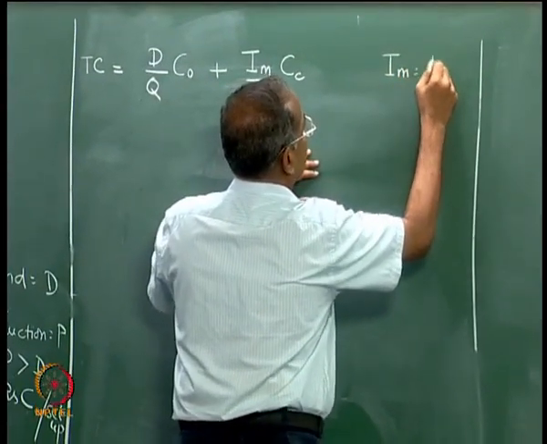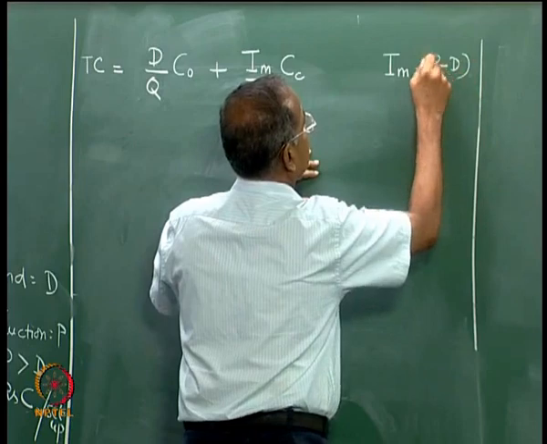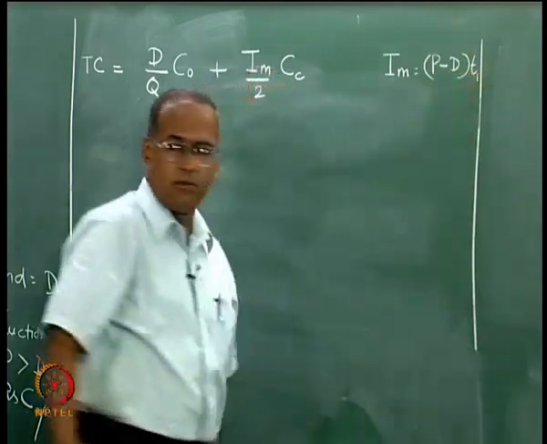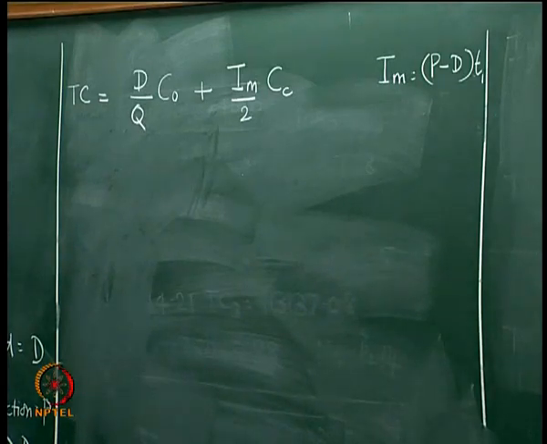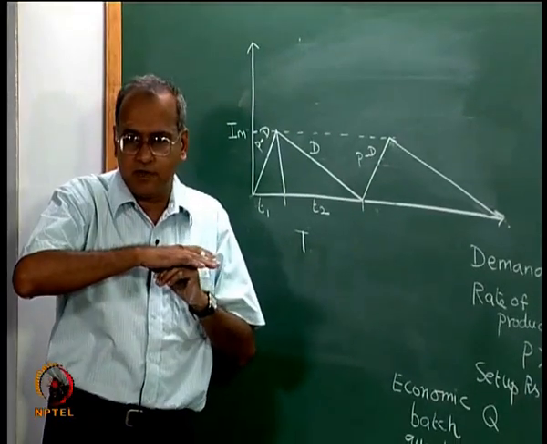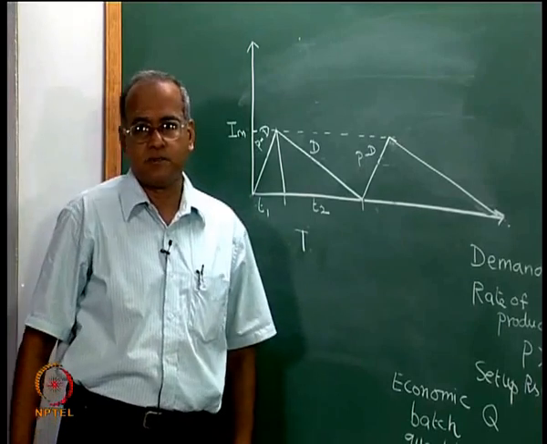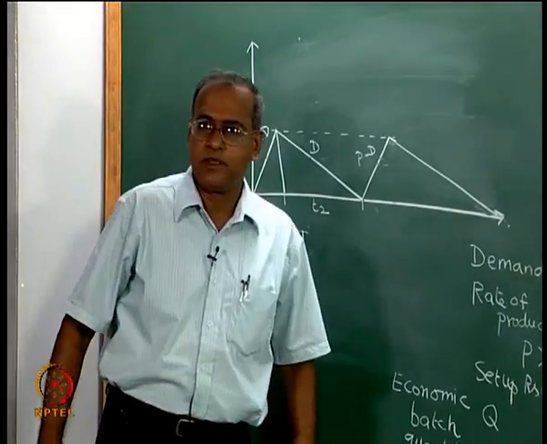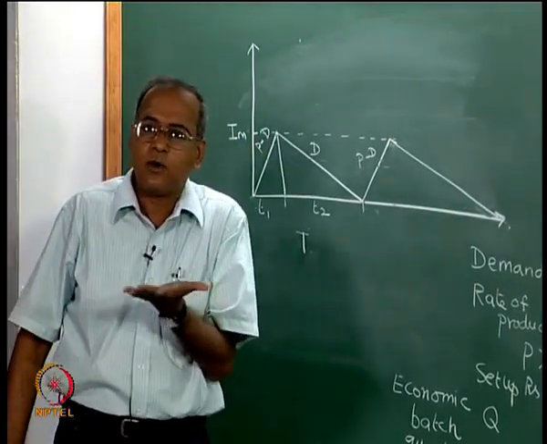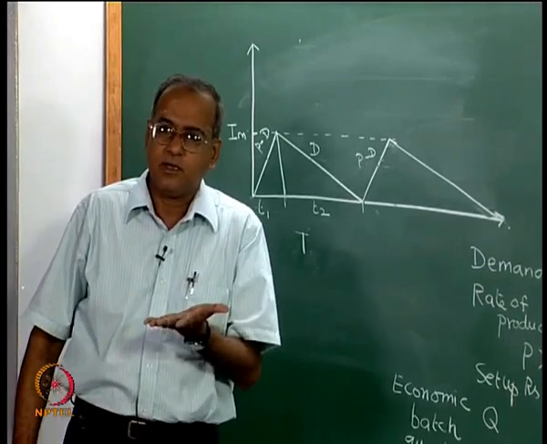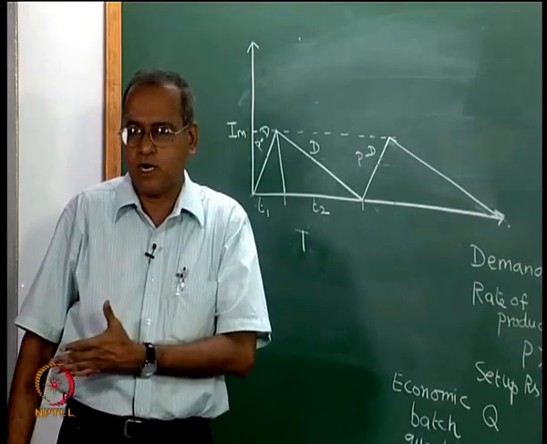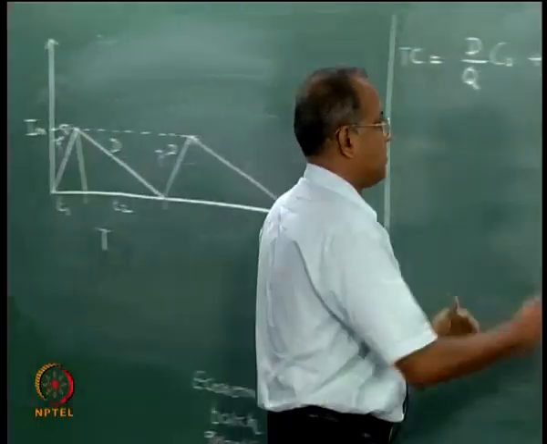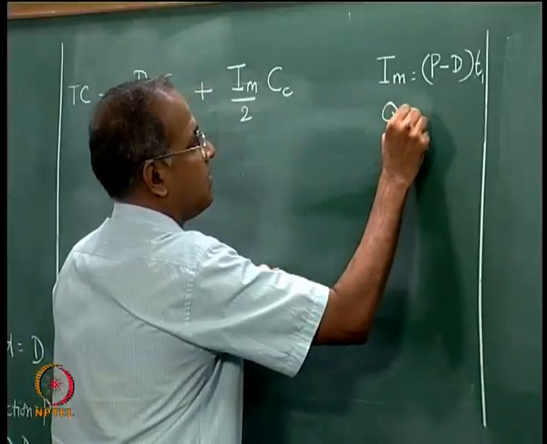So, IM is equal to the maximum inventory that we have, which will be P minus D into T1. T1 is the time period for which we produce. Inventory is building up at the rate of P minus D. So, IM is P minus D into T1. Now, Q is the total quantity that we produce. Now, we produce at the rate of P for a period T1. So, Q is equal to P into T1.